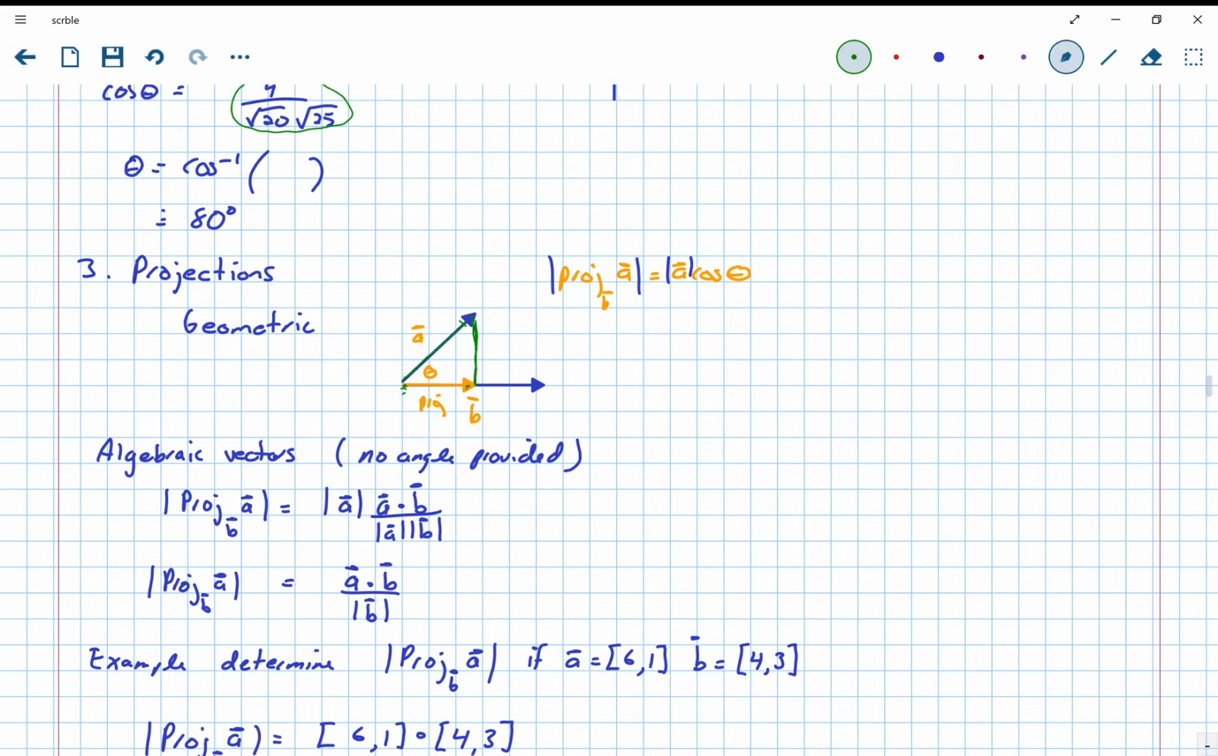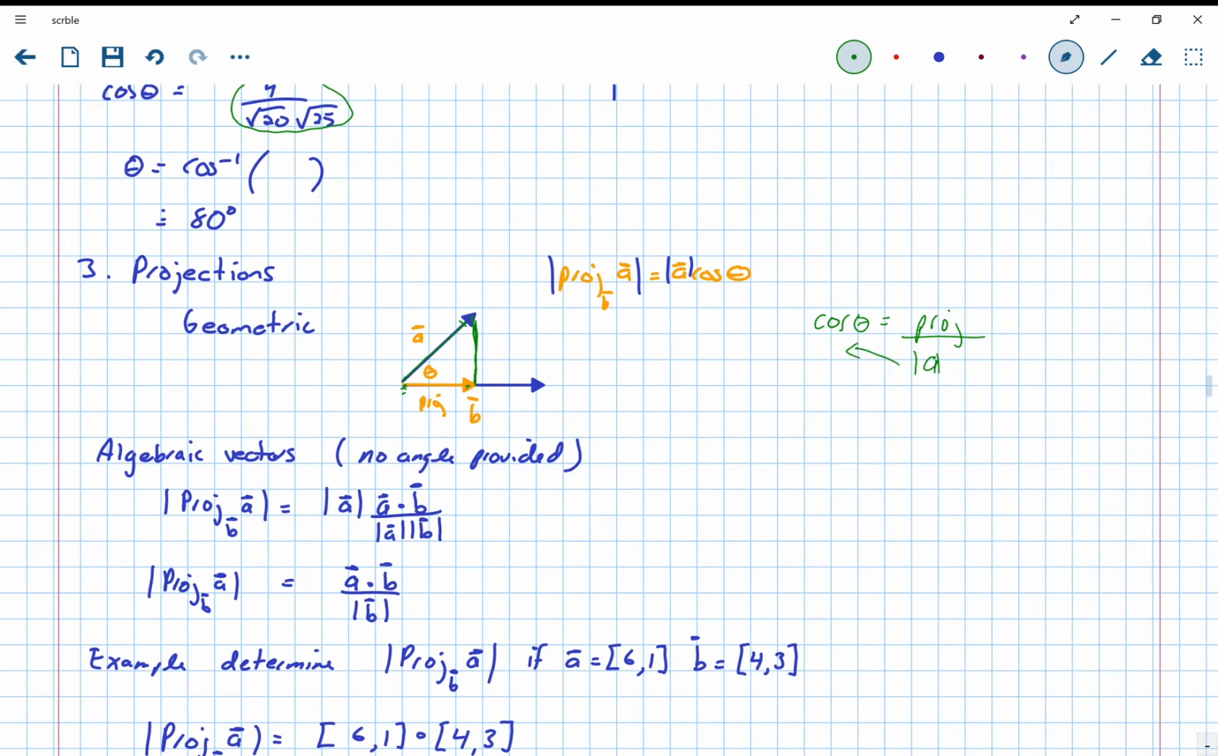Magnitude just means we're not worried about a direction. The magnitude of the projection of A onto B, where A is written above B, is equal to the magnitude of A times cos theta. This is just SOHCAHTOA, because cos theta is equal to the adjacent, which is your projection, divided by the hypotenuse, which is A, and then we multiply across.